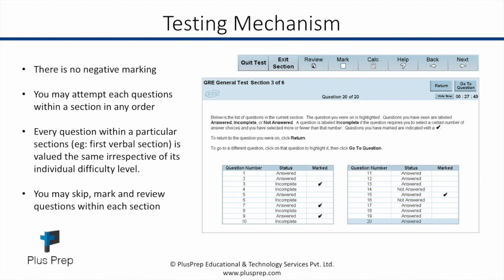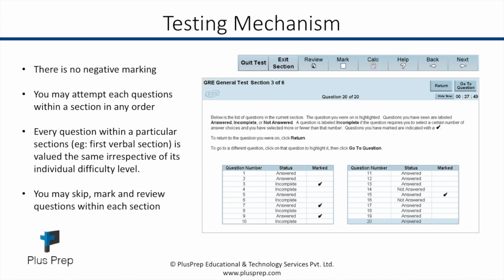Let's look at some tools and features that are available for you during the GRE. One of the features is that there is no negative marking on the GRE. There is also another feature where, when you're within a verbal section, let's say verbal section 1, you can approach the questions in any order that you like. You can start from the last question, you can skip a question, you can change the answers for a question when you go to the review screen.